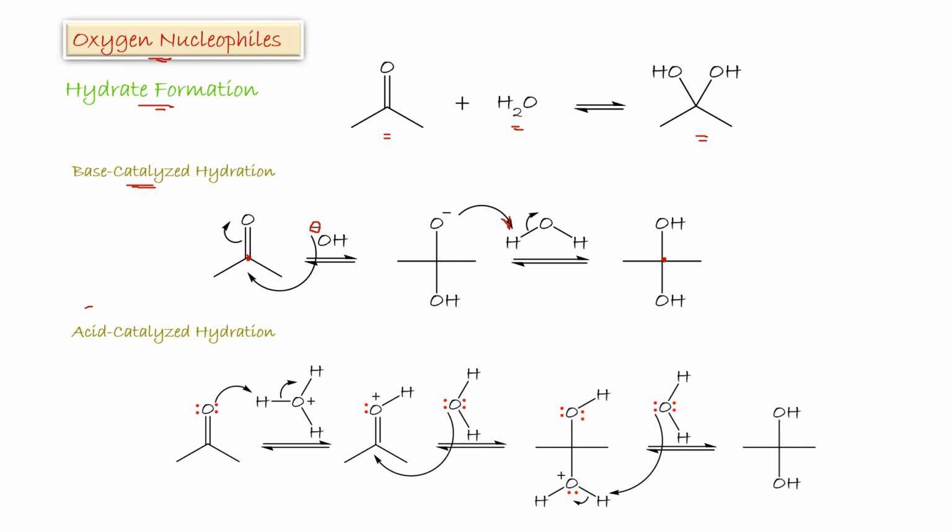In the acid-catalyzed, first protonate the double bond, the lone pair. We get this species, which then the water will attack on the carbon, forming this oxonium ion, proton transfer to get the hydrate structure.